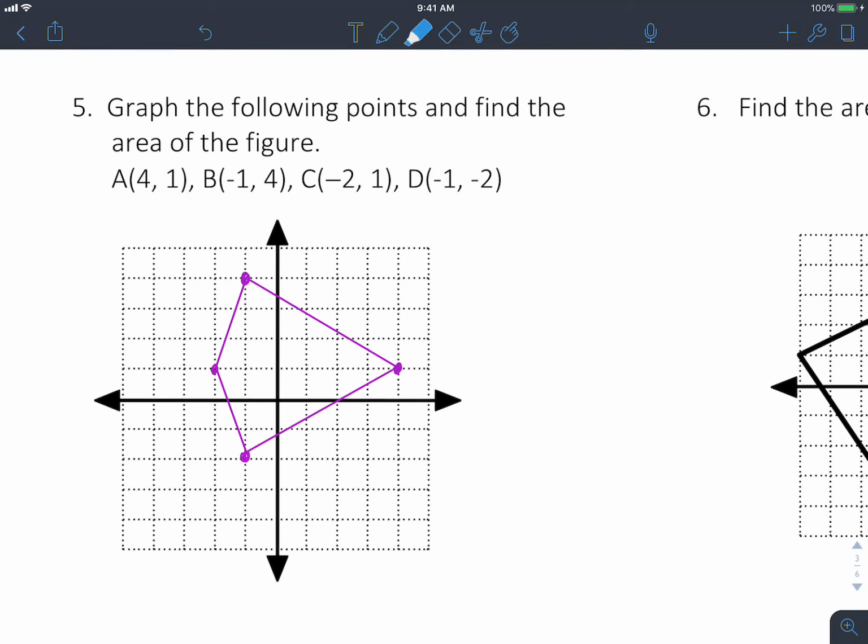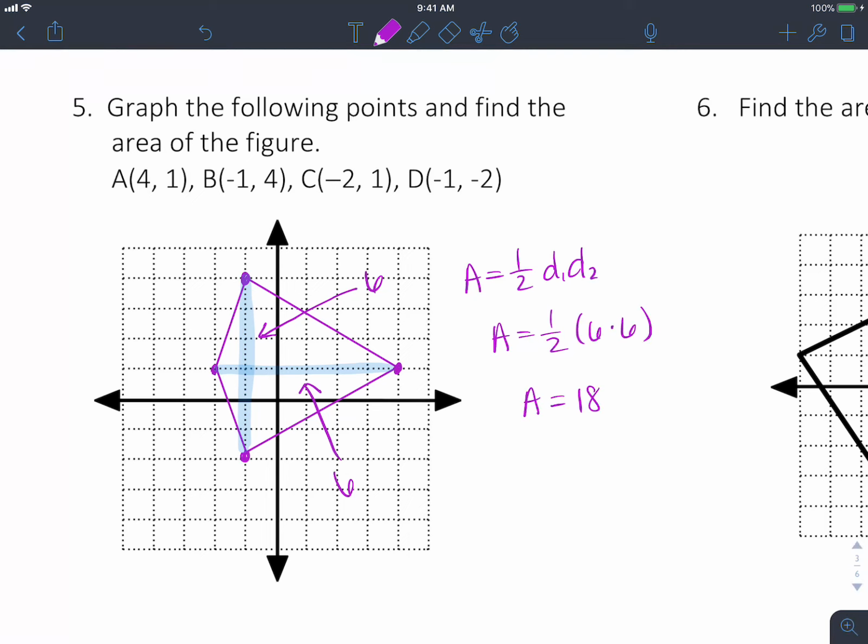Then the next thing we're going to do is draw our diagonals. We have this diagonal here, and we have this diagonal here. That diagonal has a length of 6, and that diagonal has a length of 6. So our kite's area is 1/2 diagonal 1 times diagonal 2. So 1/2 of 6 times 6. That's going to give us a total area of 18.